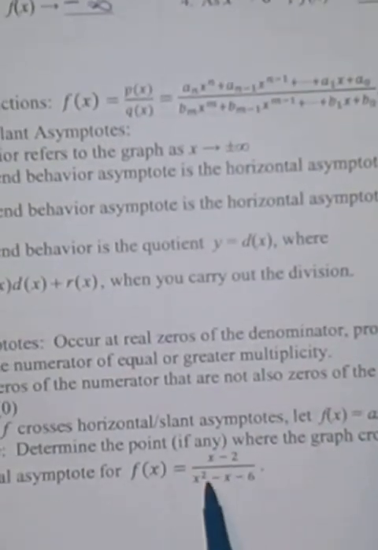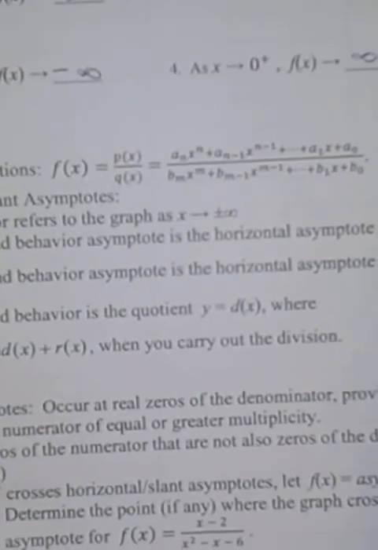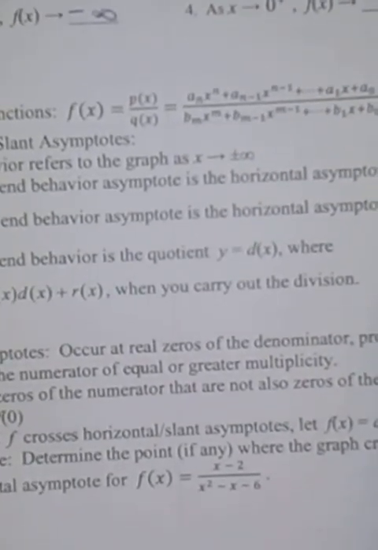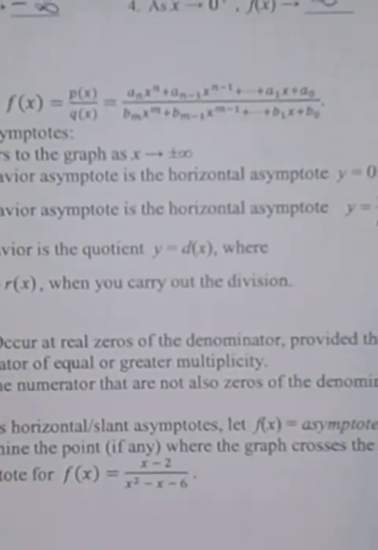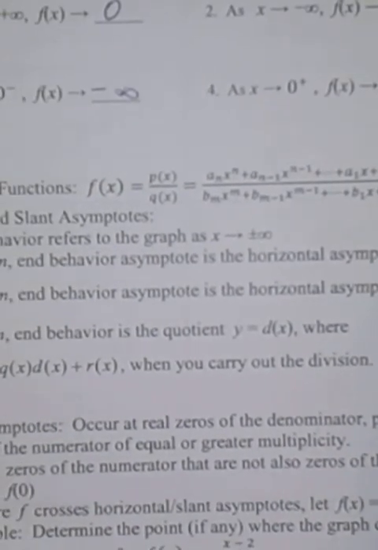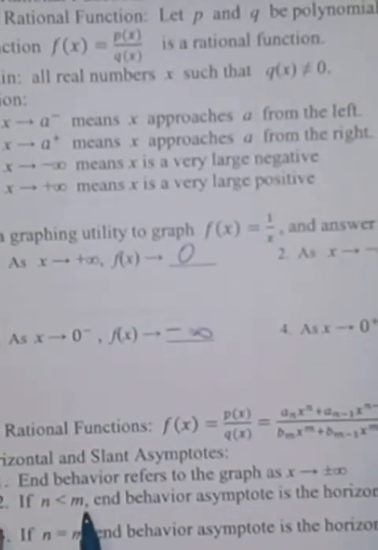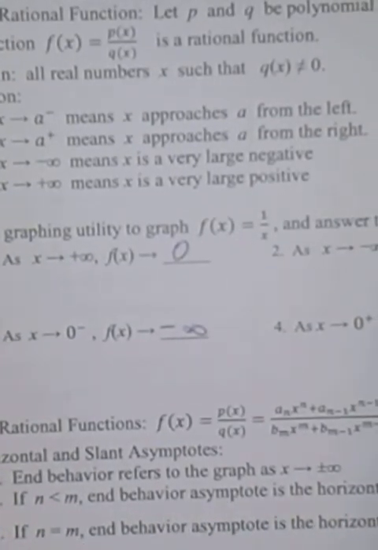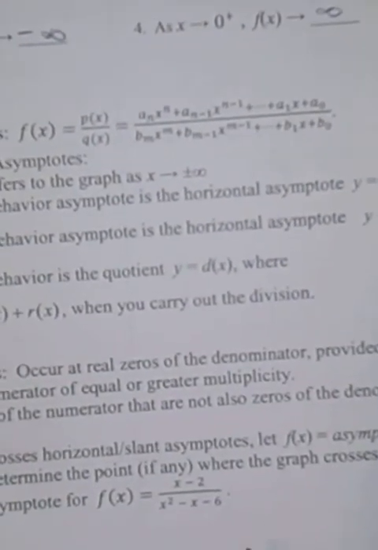So f of x could be what we have here in the example, let's look at the example. All right, so example, determine the point of any where the graph crosses the horizontal asymptote for f of x equals x minus 2 over x squared minus x minus 6. So first we find the asymptote. You'll notice the power on top is less than the power on bottom, which is the n is less than m part, and the end behavior is y equals 0. Okay, so our horizontal asymptote is y equals 0.